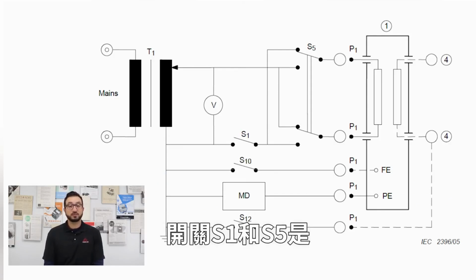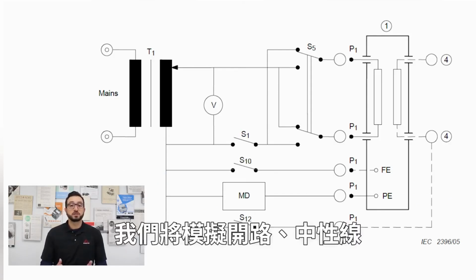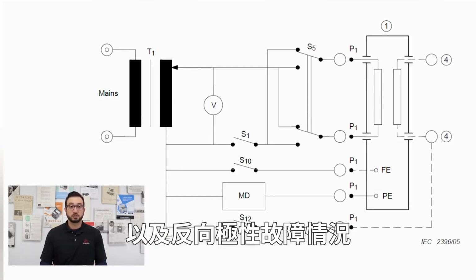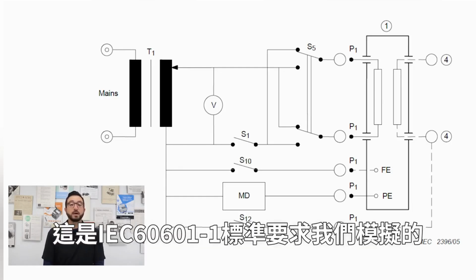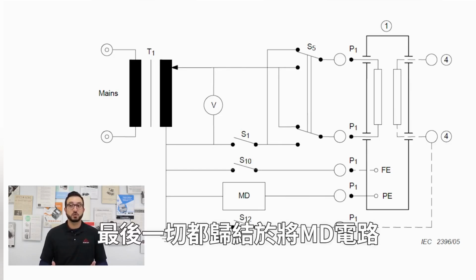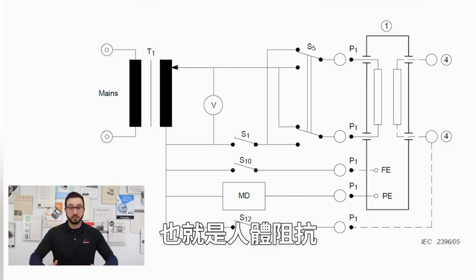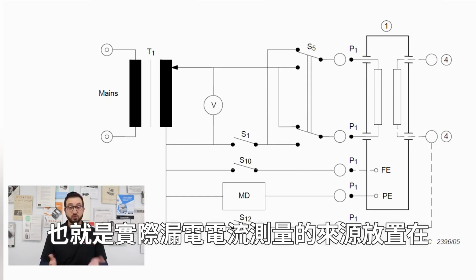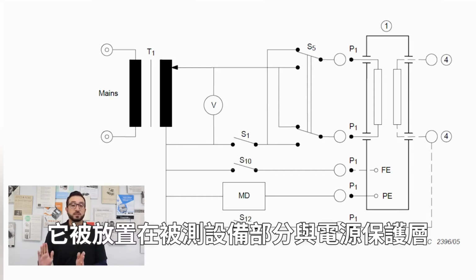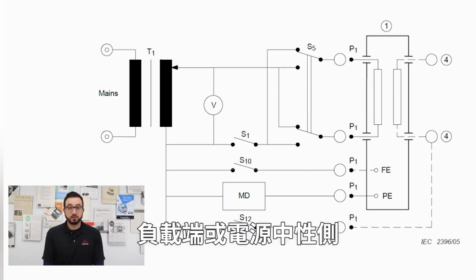Switches S1 and S5 are what are going to simulate the open neutral and reverse polarity fault conditions during our test, which we are required by the 60601 standard to simulate while making the leakage current test measurement. In the end, it all comes down to placing the MD circuit, which is the human body impedance, which is what's making the actual leakage current measurement, in the right place. So in this case, once again, it's placed between the protectively earthed parts of the device under test and the low or the neutral side of the power supply.